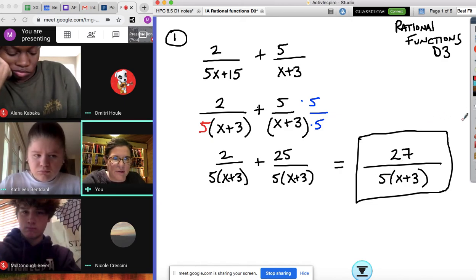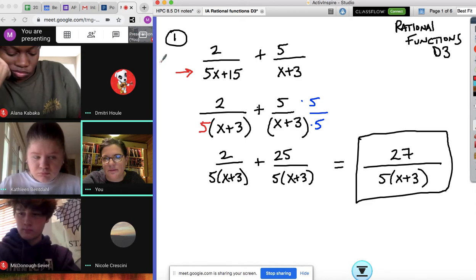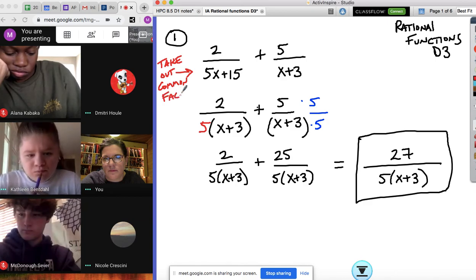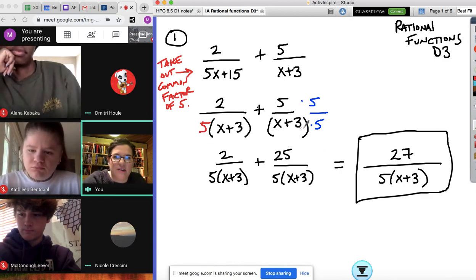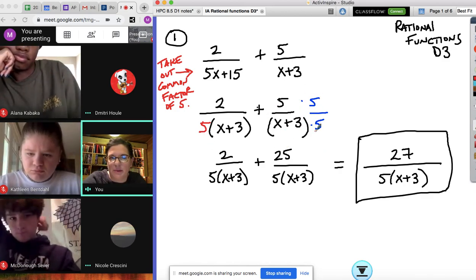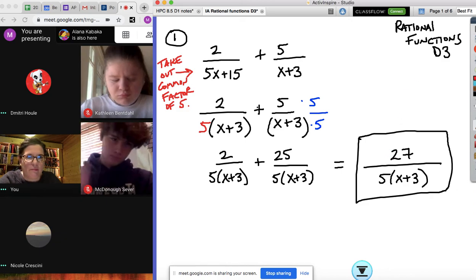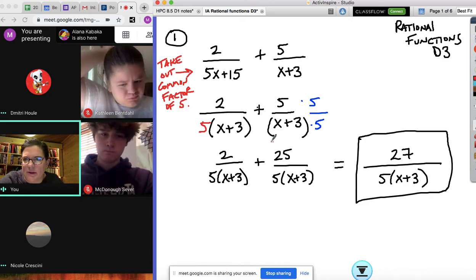So just to recap what we did, we took out a common factor of 5. We did that first, then we realized this fraction needed to be multiplied by 5 in order to get that common denominator. Once you have the common denominator, that's it. Just add the tops. All right, any questions on that before I try another one?